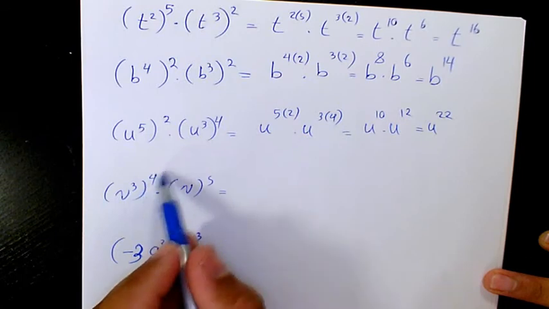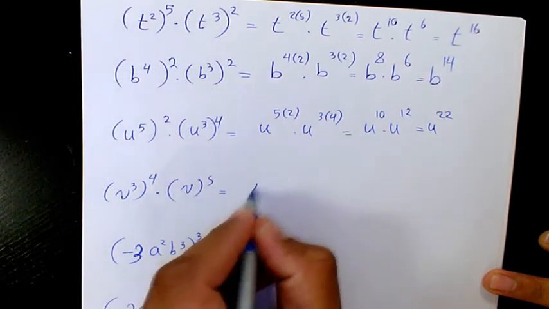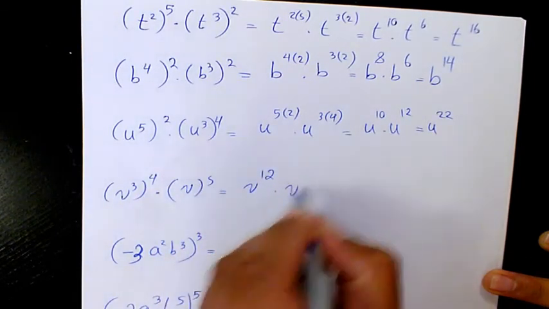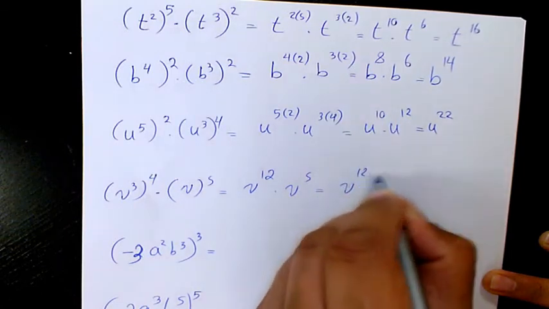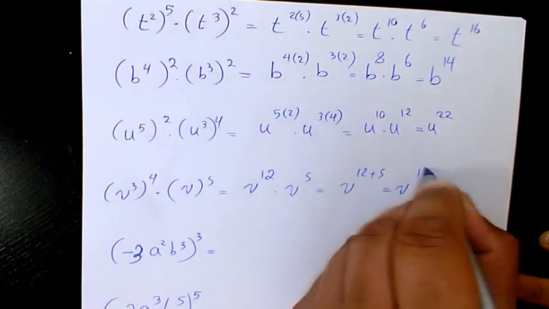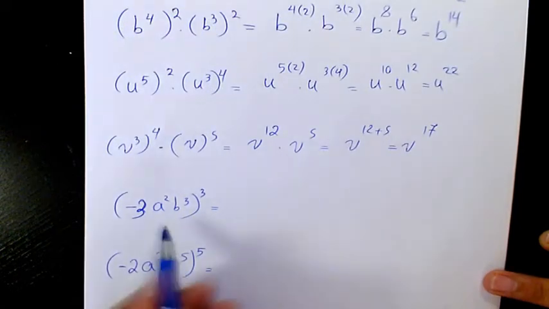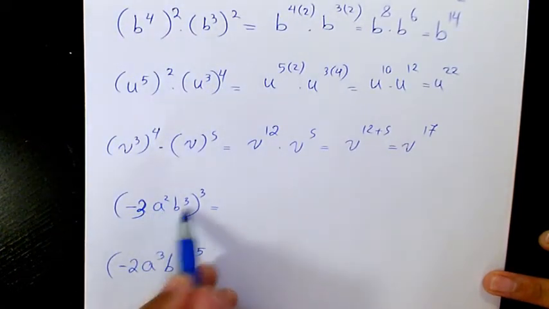V to the power of 3 to the power of 4, v to the power of 5, so it's going to be v to the power of 12 times v to the power of 5. It's going to be v to the power of 12 plus 5, which is v to the power of 17.